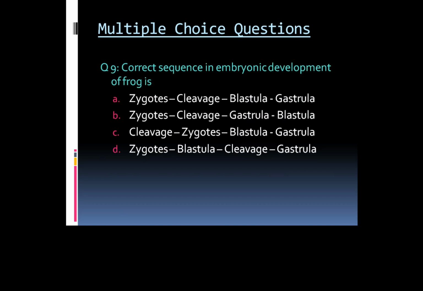Question 9. Correct sequence in embryonic development of frog is option A, zygote, cleavage, blastula, gastrula. Option B, zygote, cleavage, gastrula, blastula. Option C, cleavage, zygote, blastula, and then gastrula. Or option D, zygote, blastula, cleavage, and then gastrula.